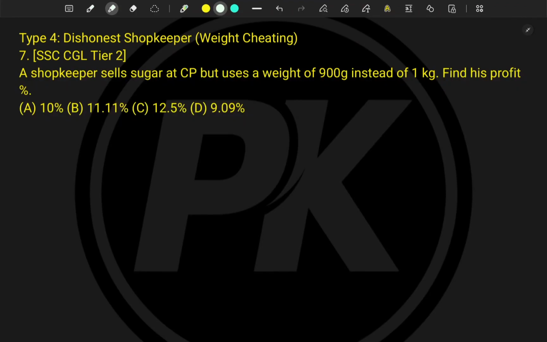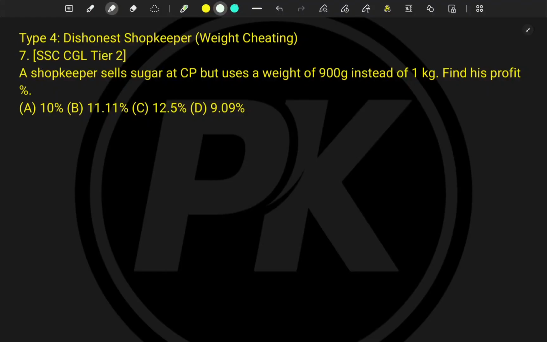Okay, the next type is like a dishonest shopkeeper. This is a very interesting topic. This is about weight cheating. Let's say you went to the market, you want to buy 1 kg of apples, but he added some magnet or something, and ultimately you end up buying only 900 grams of apples, and from that he got benefited. So this is a similar type of problem.